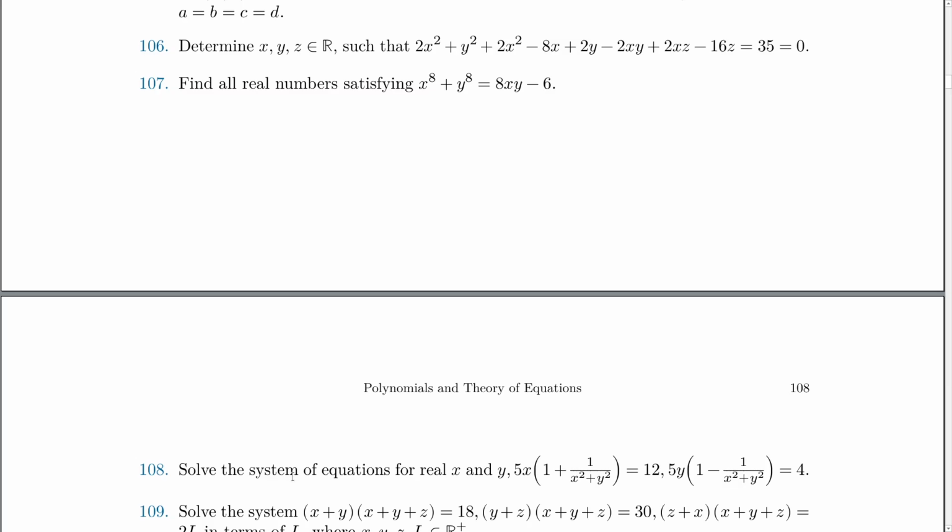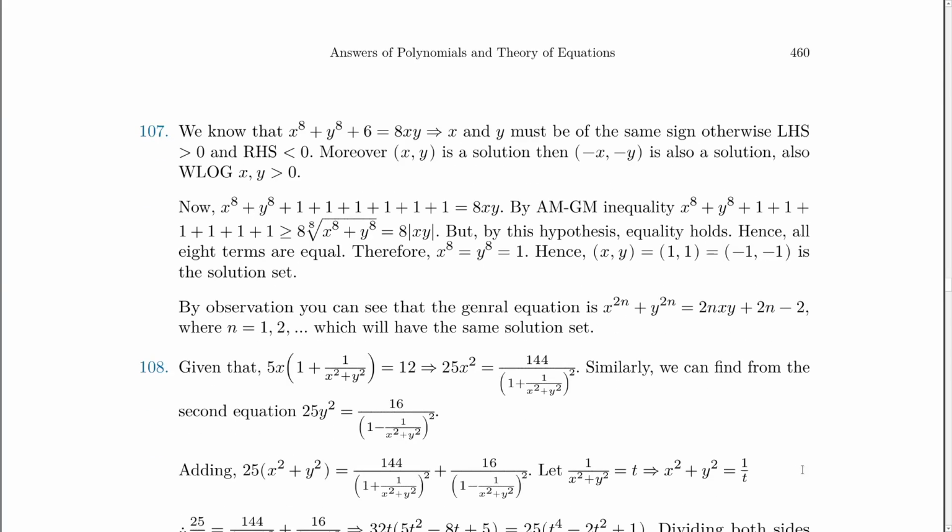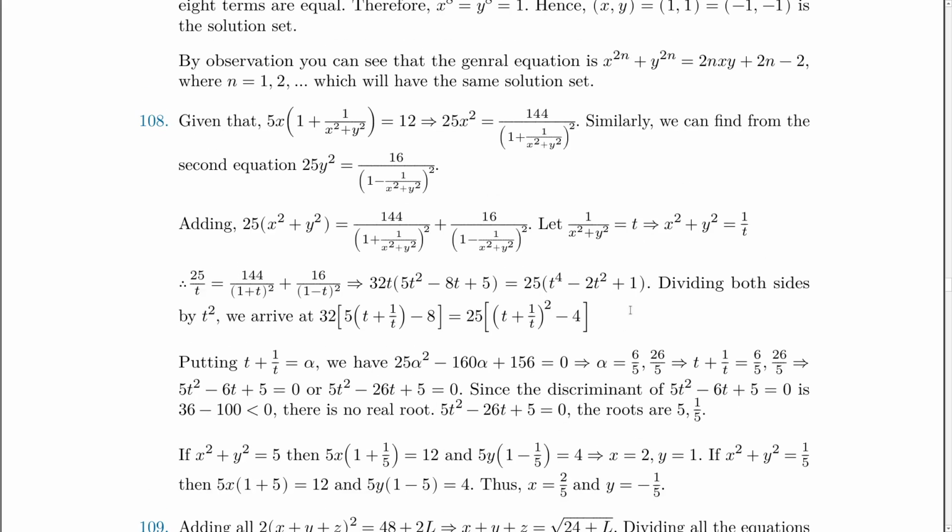Question 108 says, solve the system of equations for real x and y. The first equation is 5x into (1 plus 1 by x square plus y square) equal to 12. And the second equation is 5y into (1 minus 1 by x square plus y square) equal to 4. So we are given these equations, and what we do is we square them. So we get 25x square equal to 144 by (1 plus 1 by x square plus y square) whole square. And the second equation is 25y square equal to 16 by (1 minus 1 by x square plus y square) whole square. Now we add both of these, we get 25 (x square plus y square) is equal to this much.